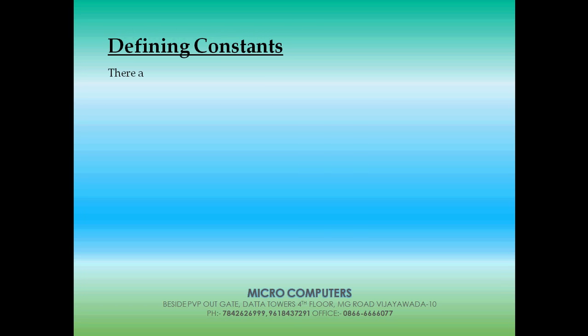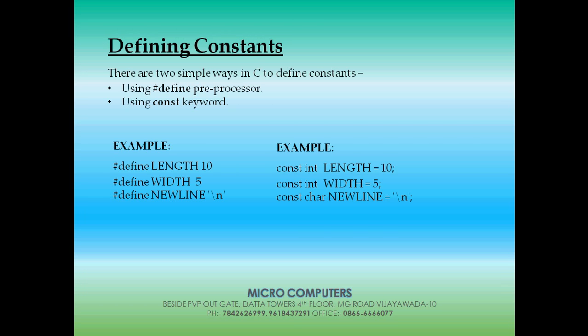Defining constants. There are two simple ways to define a constant, that is using #define or by using the keyword const. Here are some examples which we will be writing, like #define LENGTH 10, and using the const keyword we can write const int length = 10. It should be written like this, and as it is a statement it should end with a semicolon.